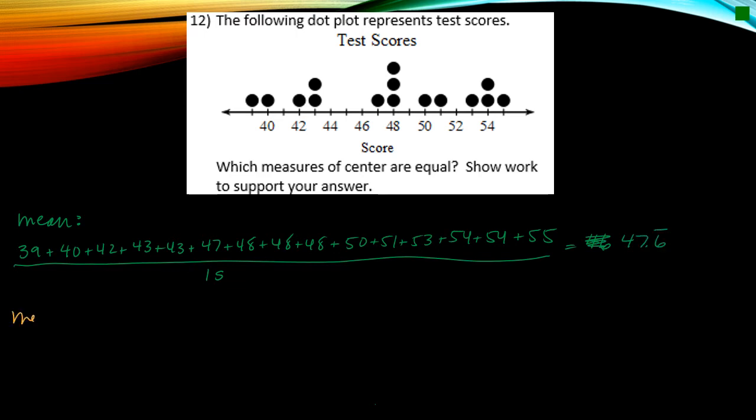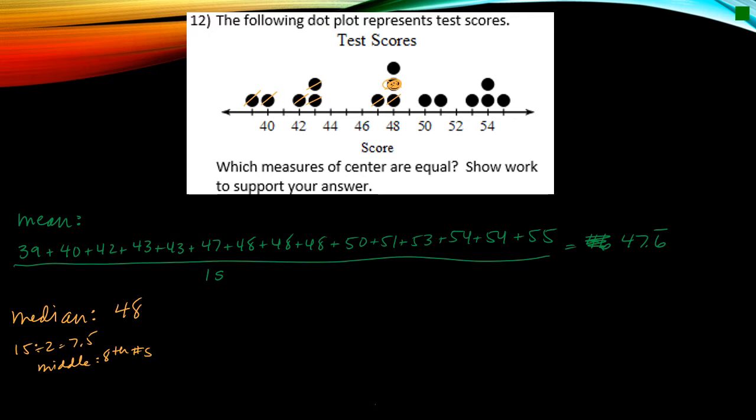Okay, so we're done with mean. Now we need to find median. There are 15 numbers. 15 divided by 2 is 7.5. So that means the middle number would be the 8th number. So what we can do is just count in 8, or you can cross off dots going both directions. Either way, you should end up with the same information. So I'm going to count to the 8th number. 1, 2, 3, 4, 5, 6, 7, 8. So here's my 8th number, and it falls as 48. So that means my median is 48.